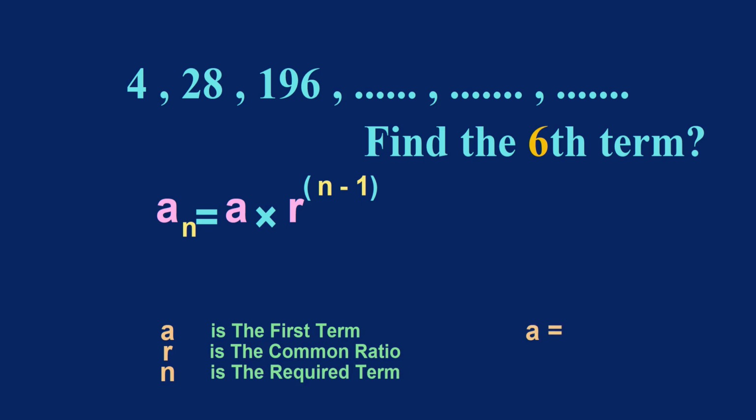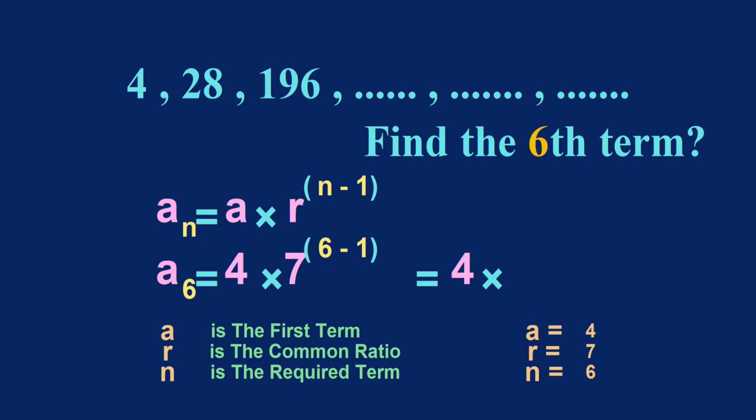In our problem, the first term a is equal to 4 and the common ratio r is equal to 7 and the required term n is equal to 6. Substituting a, r and n into the equation, we find that a_6 equals 4 times 7 to the power 6 minus 1, which equals 4 times 7 to the power 5, which equals 67,228. And this is the solution by using the formula method.